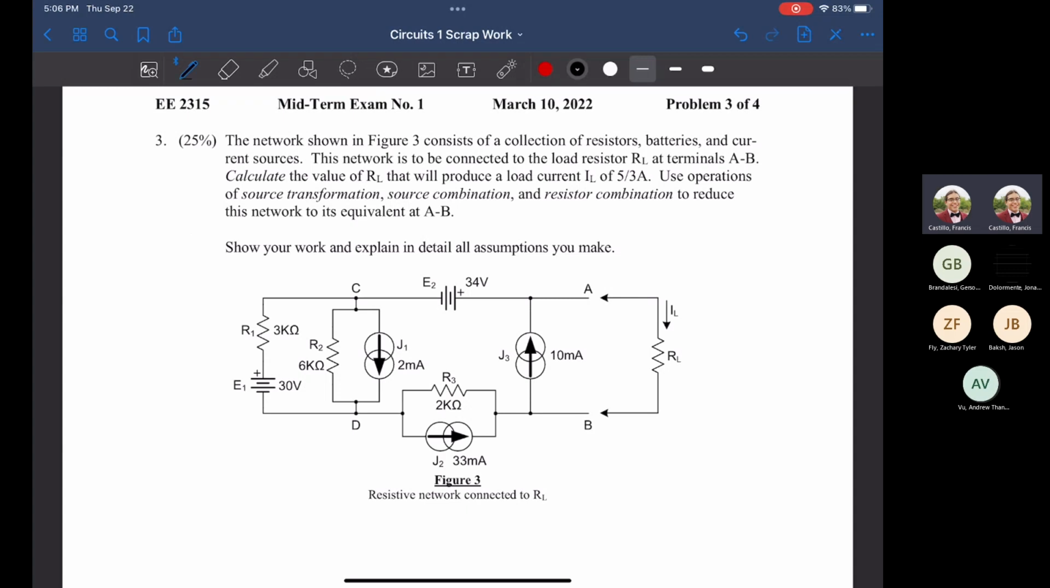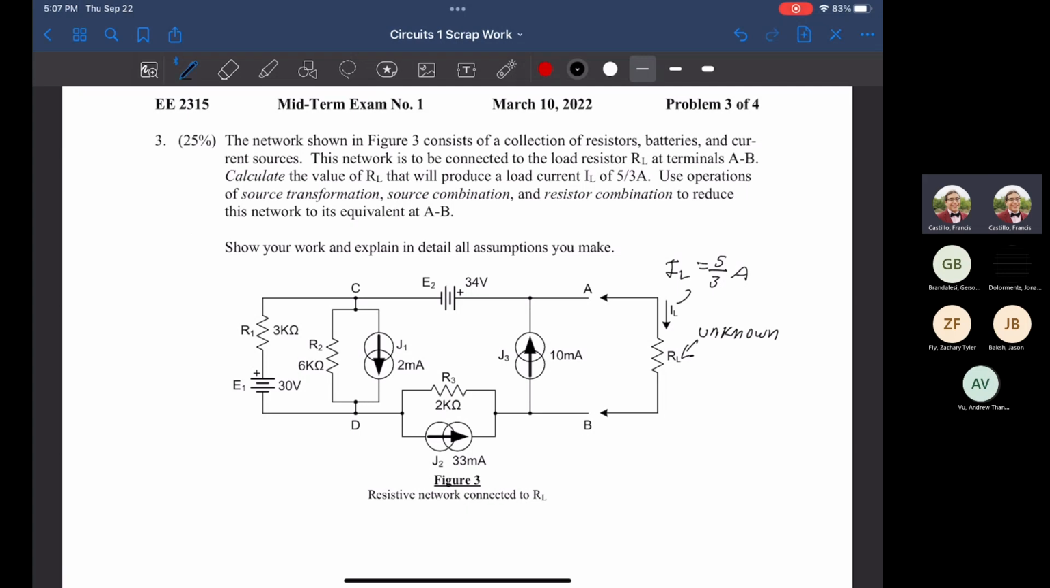So all we're doing here is, given some resistors, batteries, currents, everything, we want to find a couple of things. We want to find R val, which is currently unknown. We're saying we want the current of our load to be equal to 530 ohms. And it gives us the hints: we use source transformations, source combinations, and resistor combinations to reduce it to get an equivalent of AB. Show your work and such.